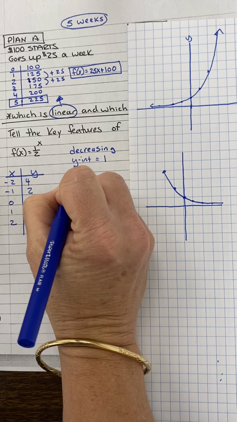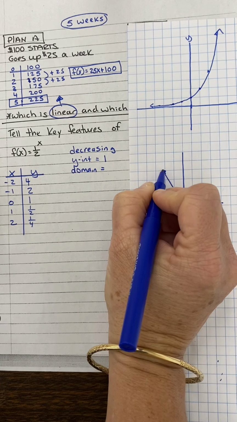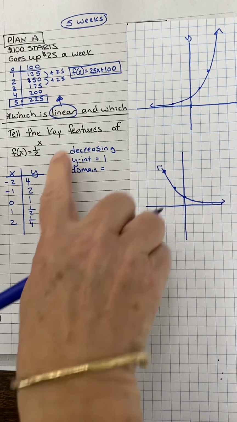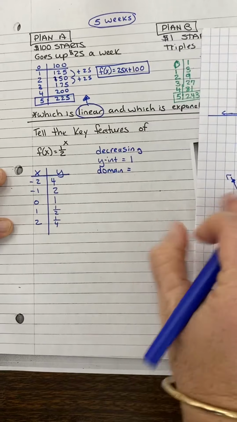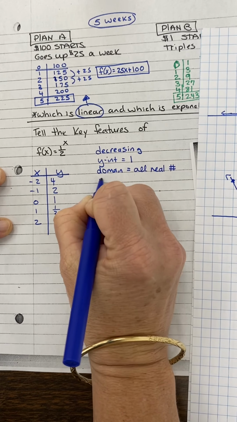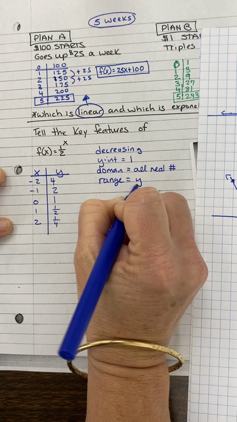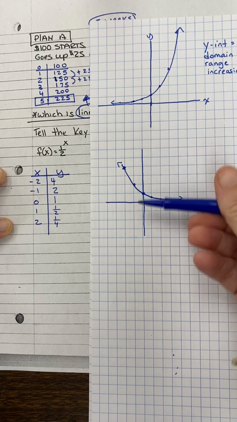The domain is going to be all real numbers. There's no reason I can't plug anything into here. So the domain is all real numbers. And then the range, y is greater than 0, because this entire picture is going to be above the 0.